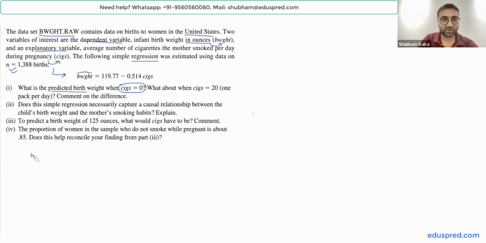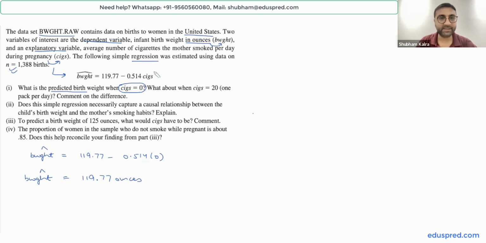Well, in this case, all we have to do is in the equation of the line of best fit, instead of cigarettes, we just have to substitute 0 over here. And if you substitute 0, you will see that the predicted birth weight is just equal to the intercept term, that is 119.77 ounces.